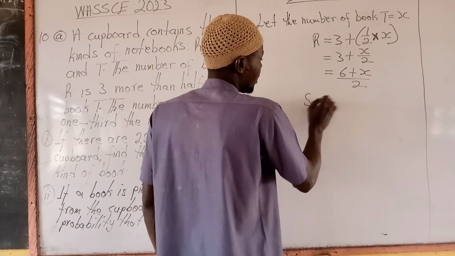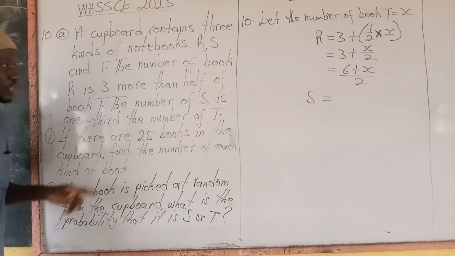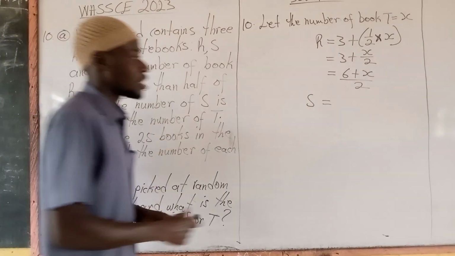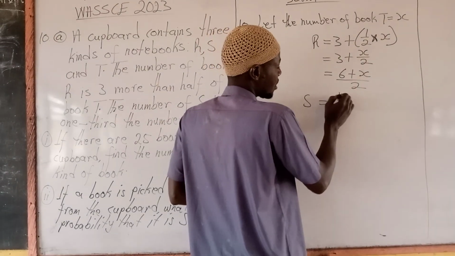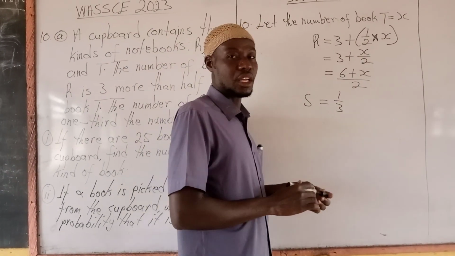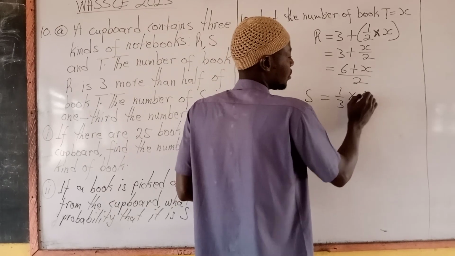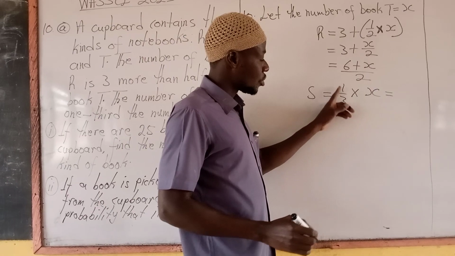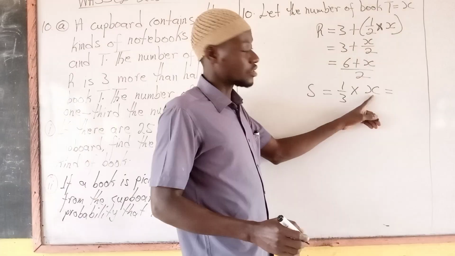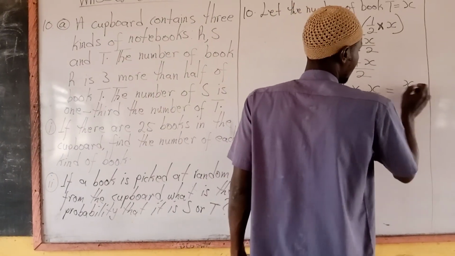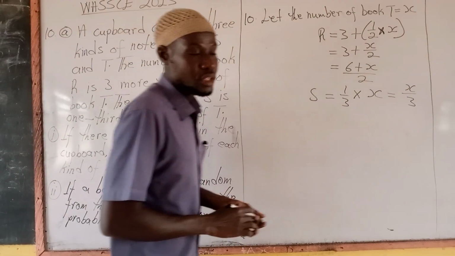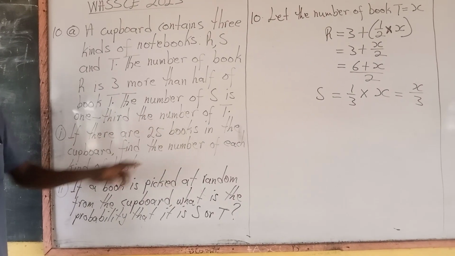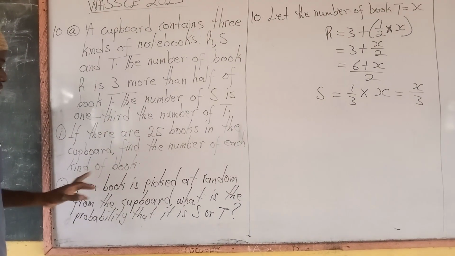Now the question continues and says that the number of S is 1/3 the number of T. 1/3 means 1 out of 3 of book T, which is x. So we multiply 1/3 by x, and this will give us x divided by 3. And the question continues. Roman number 1, if there are 25 books in the cupboard, find the number of each kind of book.